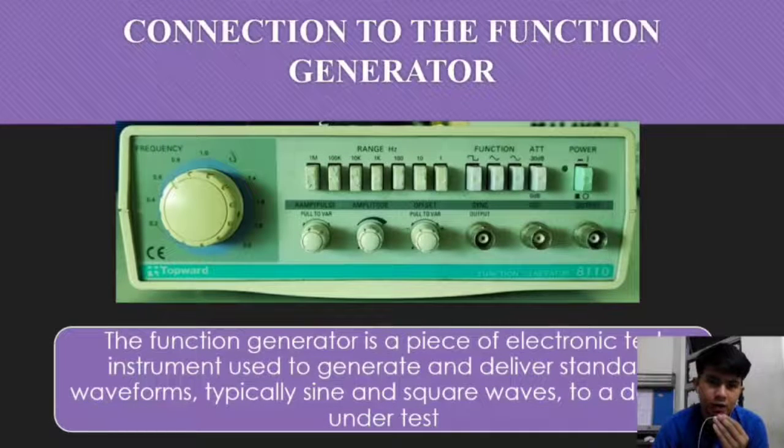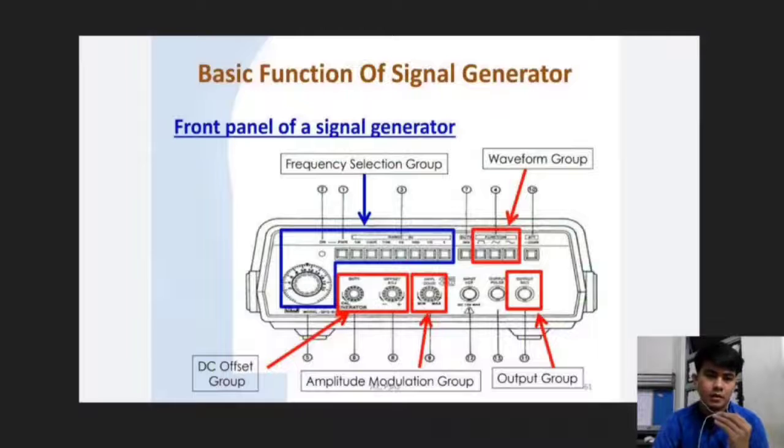Next is connection to the function generator. This is a basic function of the signal generator. From the panel of a signal generator, this is the frequency selection group. This is the waveform group. This is the output group. This is the amplitude modulation group. And this is the DC offset group.